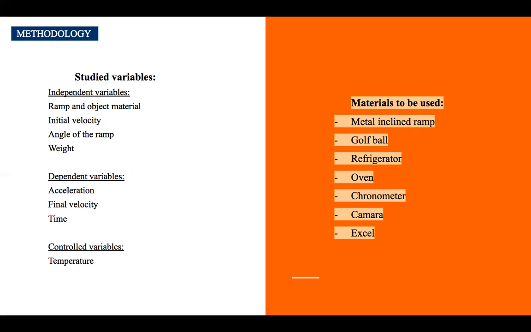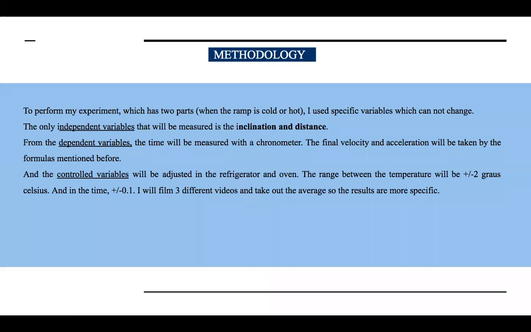The materials I used were a metal inclined ramp, a golf ball, a refrigerator and oven to control the temperature, a chronometer to take the time, a camera to record the videos and evidence, and the most important part, an Excel file to be able to compare with graphs, numbers, and equations easily.